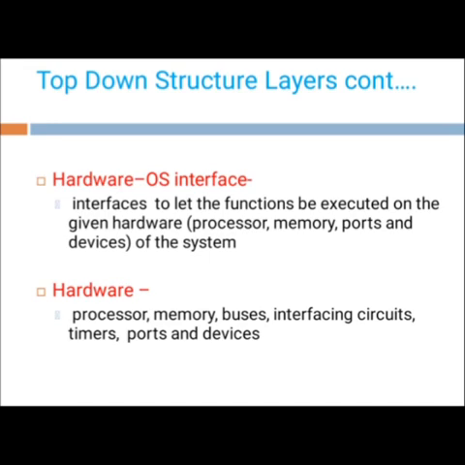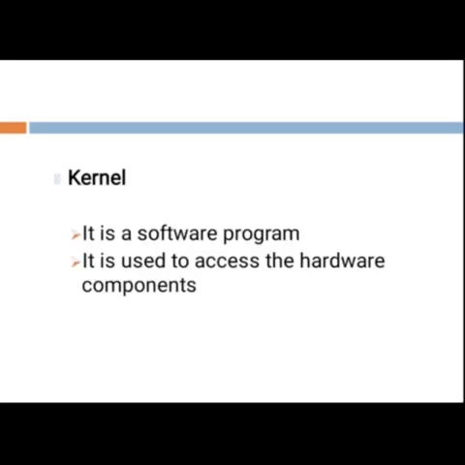Examples for hardware can be many things, that is processor, memory, interfacing circuits, input output devices, timers, ports, etc. So that's all regarding the structure, specifically the top-down structure. Next we will see kernel.